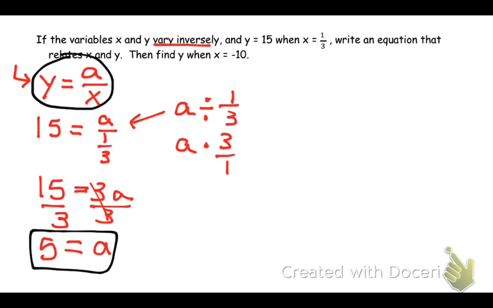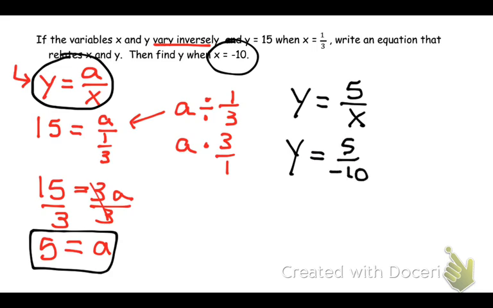We're going to put that value back up into y equals a over x, so we end up with y equals 5 over x. But now it says find out what y is equal to when x equals -10. So this is y equals 5 over -10, so that simplifies to y equals -1/2.